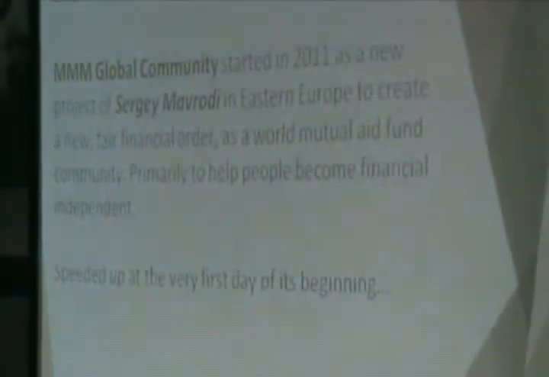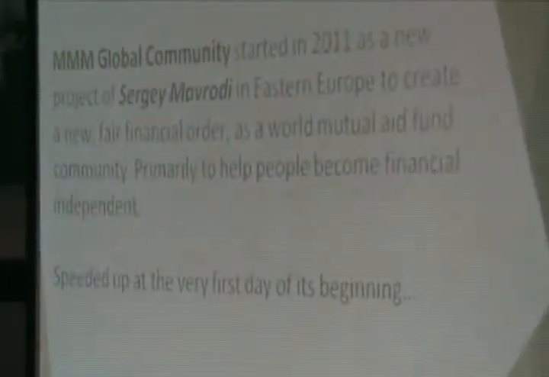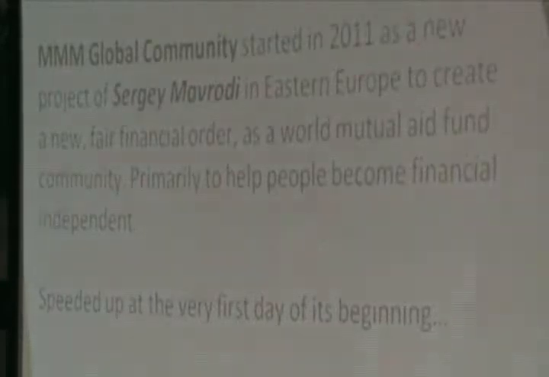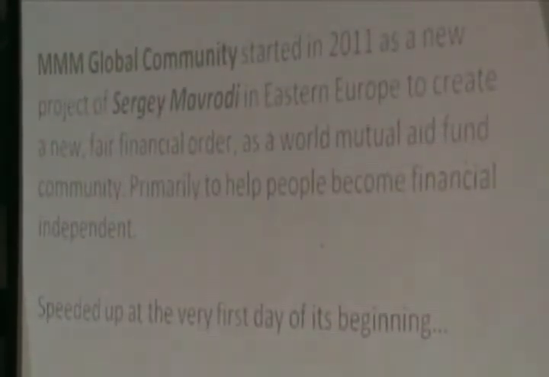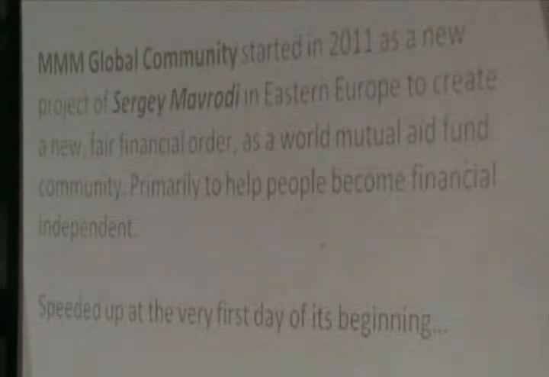There's no central account. The MMM community started way back in the year 2011. This history is also important for us to know. MMM started online in 2011, but it's a project that has long been a dream of Sergey Mavrodi, who started it way back in 1994. And Sergey Mavrodi is based in Eastern Europe, Russia to be precise.